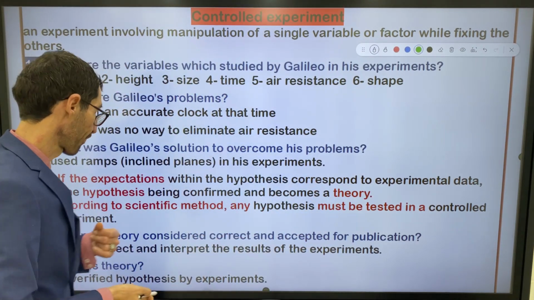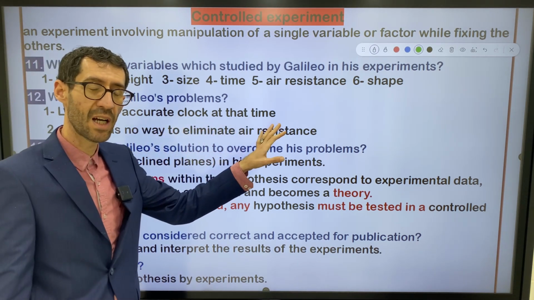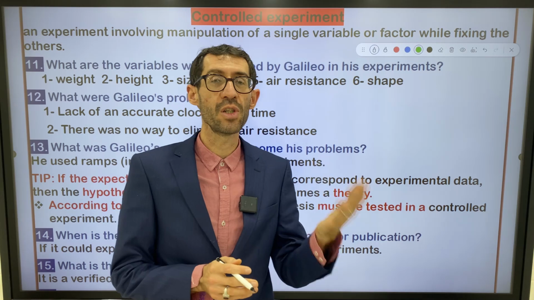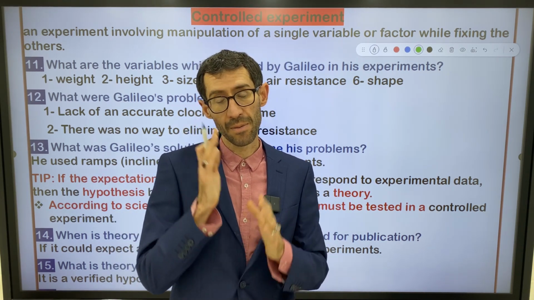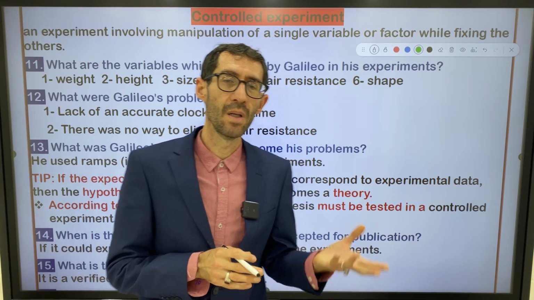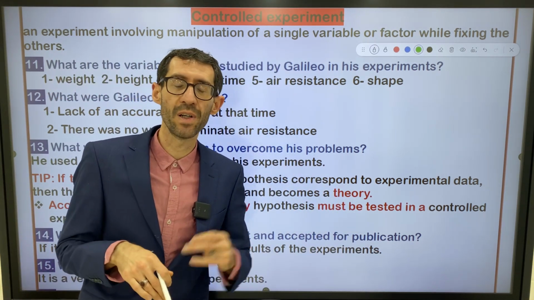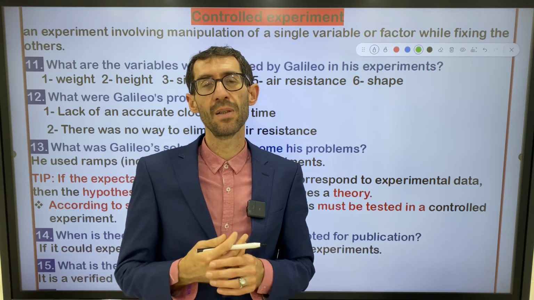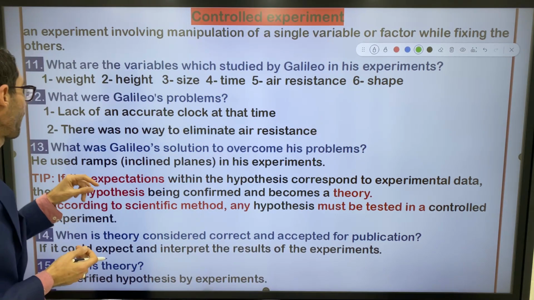I told you the first one: the lack of an accurate clock at that time, the lack of an accurate measuring device. I told you clocks were pendulum clocks, which were not accurate. That's why Galilei couldn't measure the exact time of, for example, phenomena.